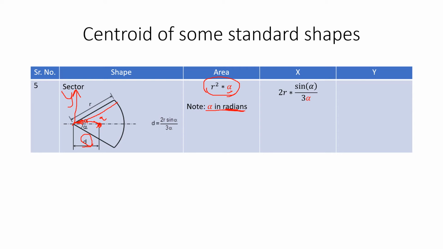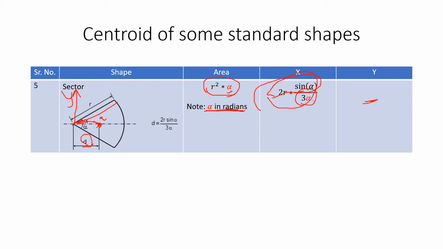Then the formula for the same is 2r into sine alpha upon 3 alpha. Now here alpha is given as a function of sine, so we have to consider it in degrees. Where alpha is alone without any function, we'll consider it in terms of radians. So 2r sine alpha upon 3 alpha is the formula for the x bar. We don't have this y bar in our syllabus.